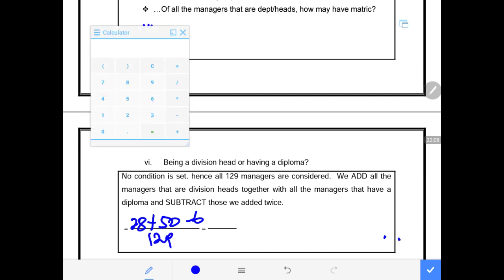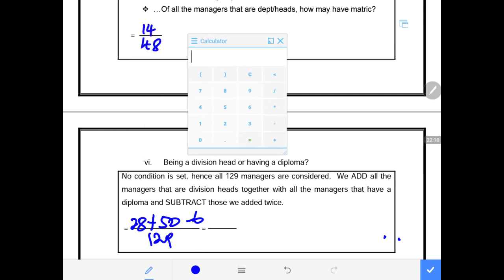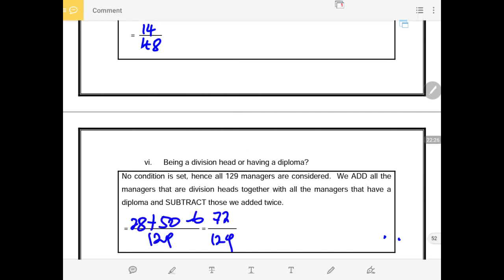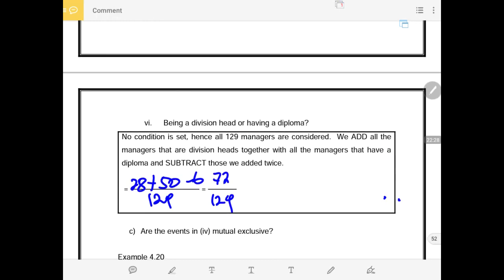Then let us take our total and we close our probability question example 4.19. Then it will be 28 plus 50 minus 6, we get 72. So this will be 72 over 129. And this will be our answer to the question.